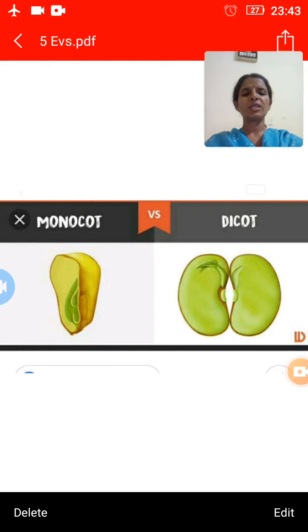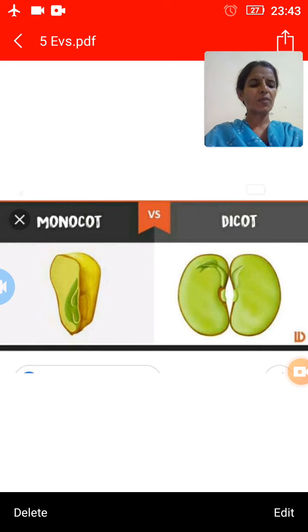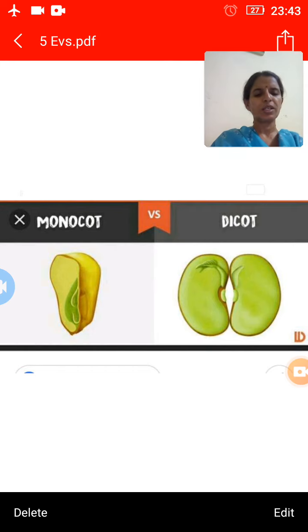The next image is of dicot seed. Mango seed, green gram, pea, groundnut, Bengal gram, etc. are images of dicot seed. Children, you can see from the image that a dicot seed has 2 cotyledons.